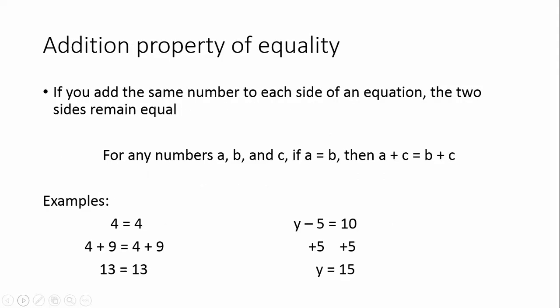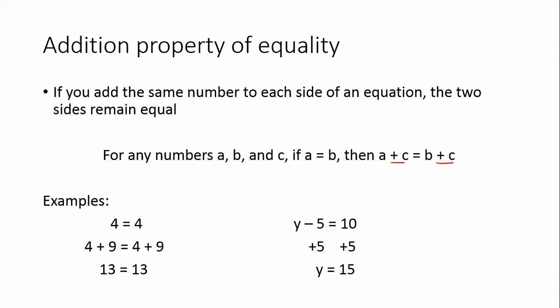So the first property is the addition property of equality. We'll do addition and subtraction today. The addition property of equality states that if you add the same number to each side of an equation, the two sides will remain equal. And in the generalization here it says for any numbers a, b, and c, if a equals b, then you can add c to both sides and still have an equation. This does need to be written in your notes.